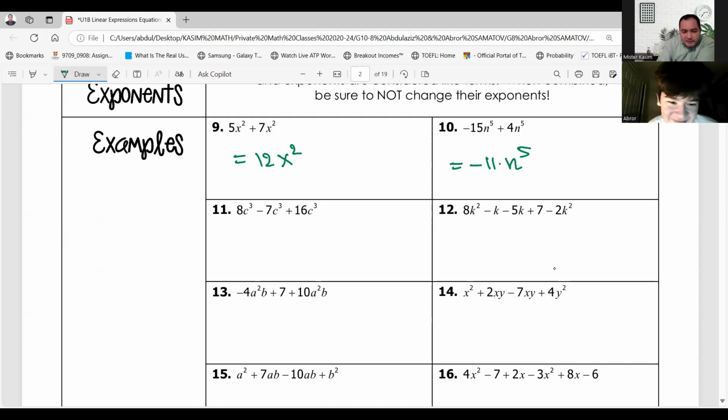Question 11. You have 10 seconds. 1, 2, 3, 4, 5, 6, 7, 8, 9, 10. 8 minus 7 is 1. 1 plus 16 is 17. It is 17c cubed.